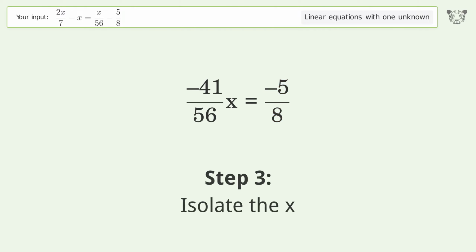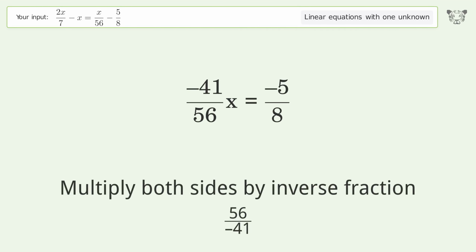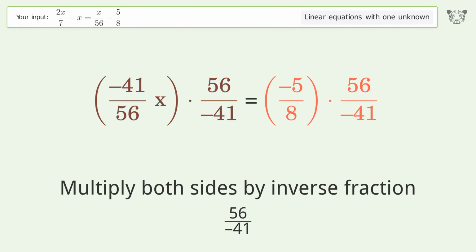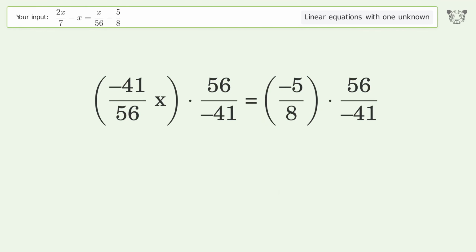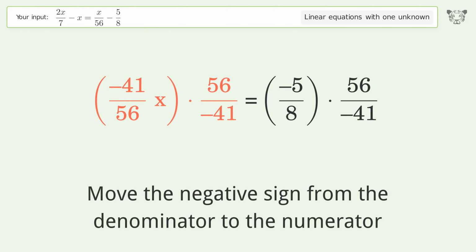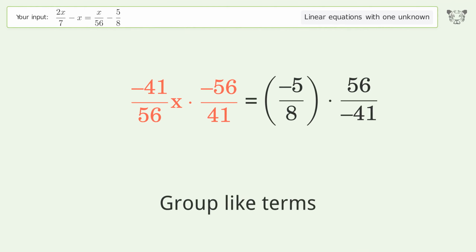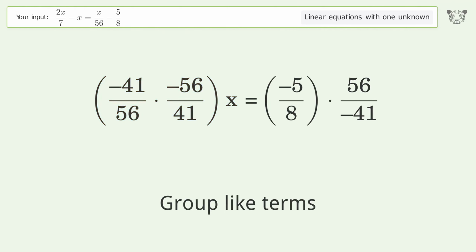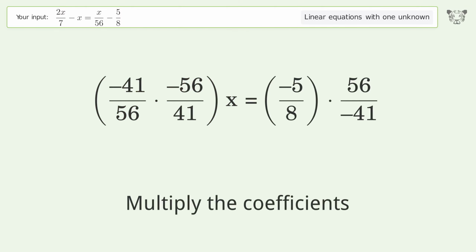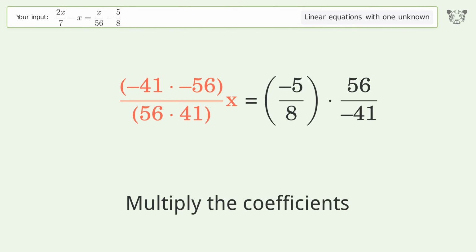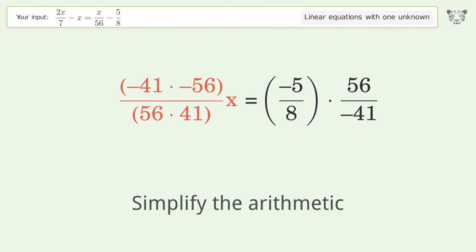Isolate the x. Multiply both sides by inverse fraction 56 over negative 41. Move the negative sign from the denominator to the numerator. Group like terms. Multiply the coefficients. Simplify the arithmetic.